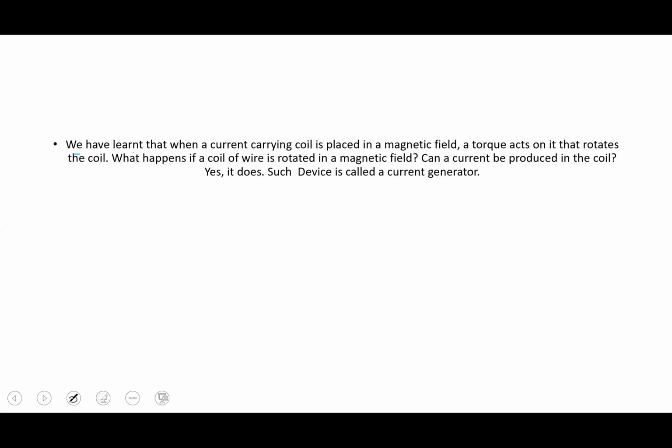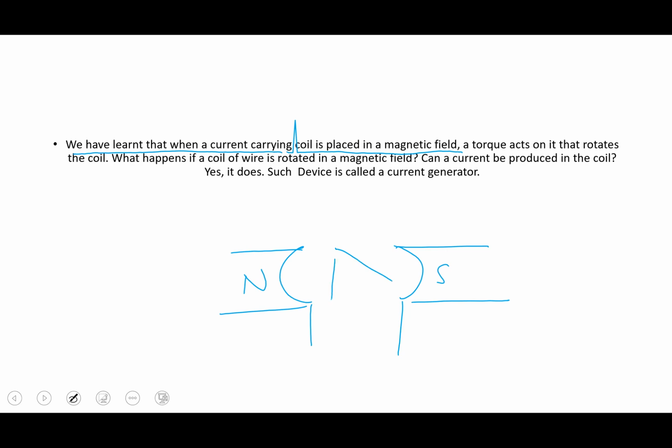We have learned that when a current carrying coil is placed in a magnetic field like this, let's assume that this is a magnetic field where this is the north pole and this is the south pole, and when we place a coil inside it like this, it tends to rotate when the current is passing through it. But what if we are rotating the coil itself in the clockwise direction or in the anti-clockwise direction? What will happen then? A torque acts on it and rotates the coil.